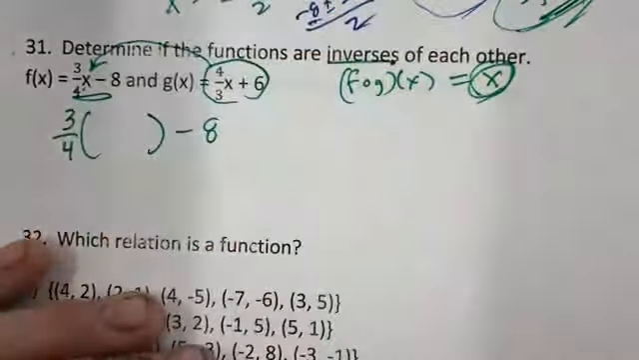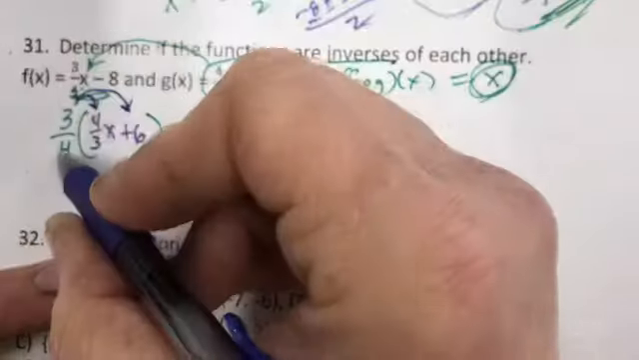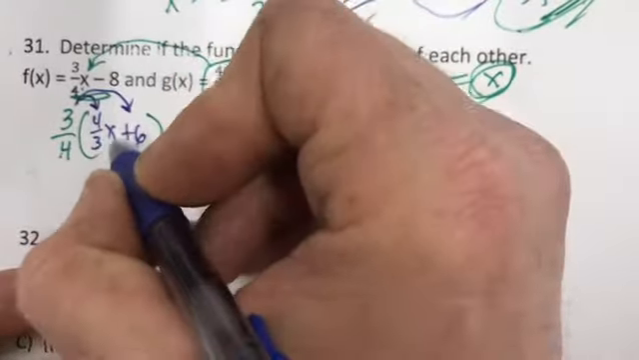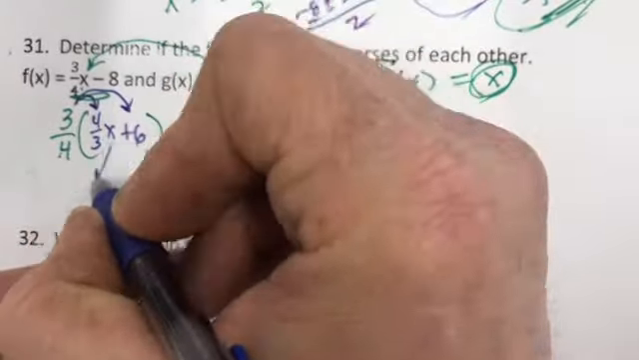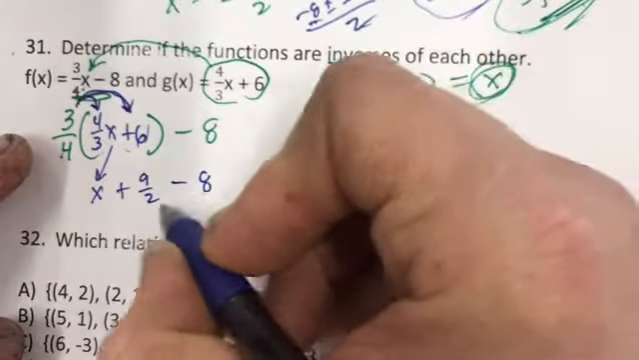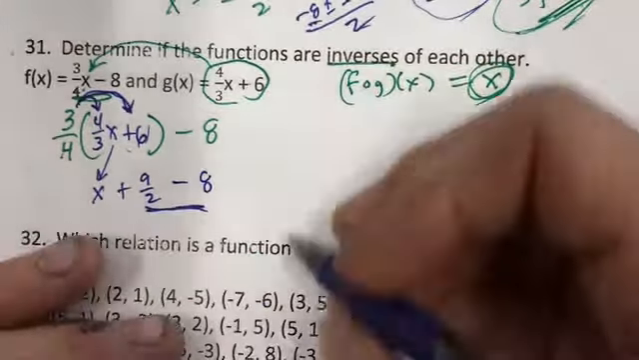Right here I distribute this into this expression. So I do 3/4 times 4/3. The 3's will cancel and the 4's will cancel, so that's just the x. That looks good. But now I have to do 3/4 times 6. When I punch this in a calculator, 3/4 times 6, I get 9 over 2. And then minus 8. Those two go together, so that's 9 over 2 minus 8, which is -7 over 2.